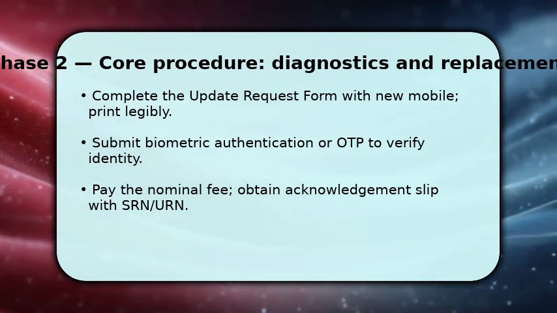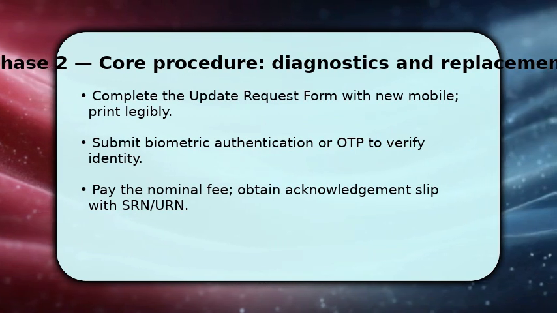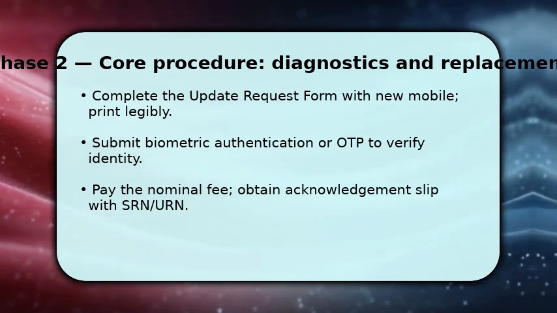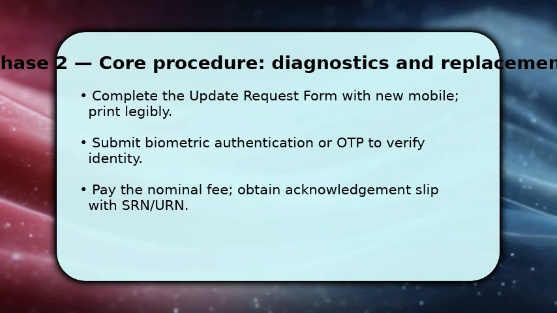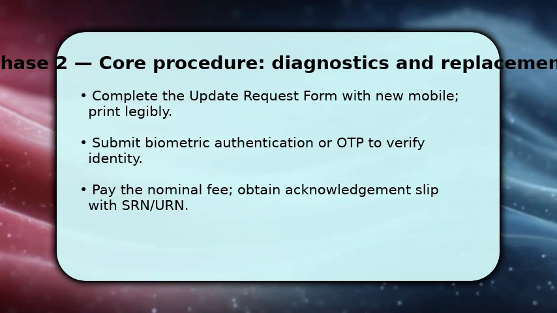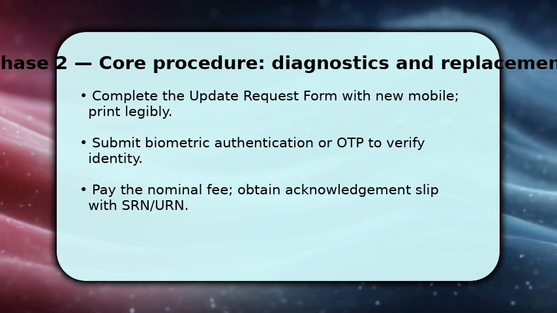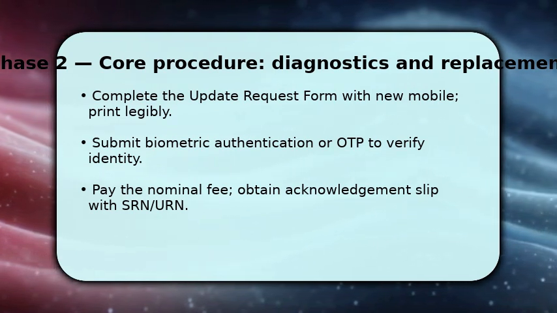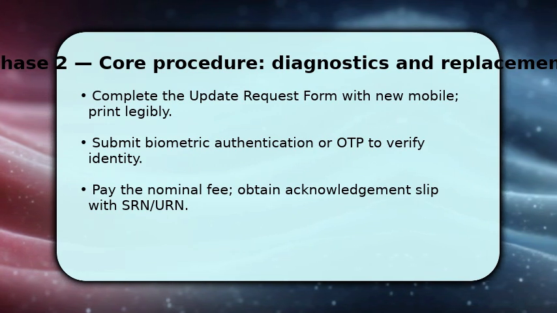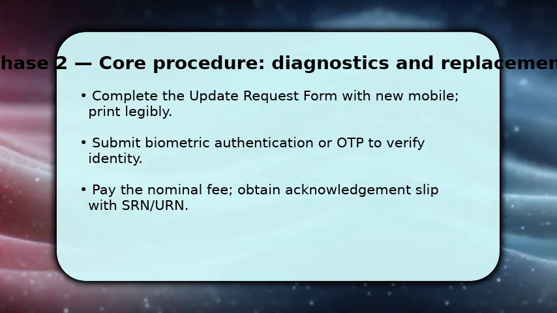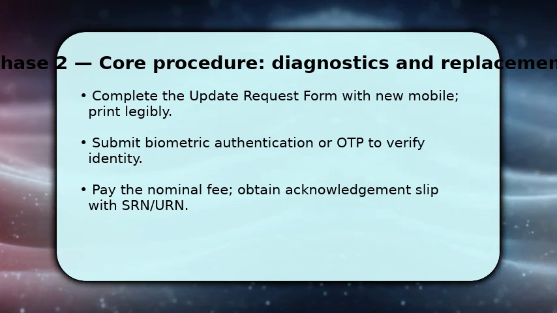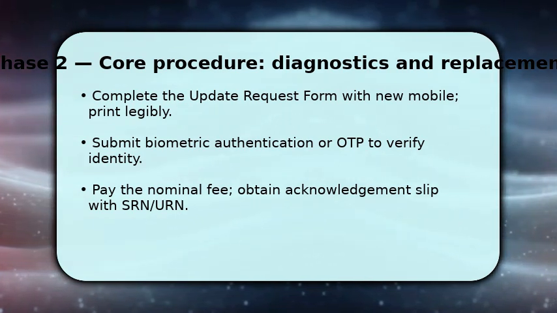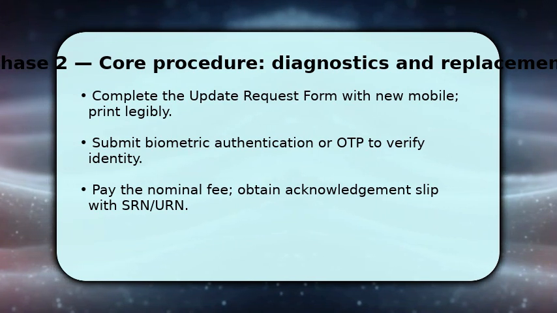Write clearly to avoid data entry errors. Then, authenticate. Provide biometric fingerprint or use OTP on your existing verified number if available, because verification confirms you are the Aadhaar holder. After successful verification, pay the prescribed fee, usually small, and collect the acknowledgement slip that contains the SRN or URN. Keep this slip. It allows you to track the update status online or inquire later if needed.